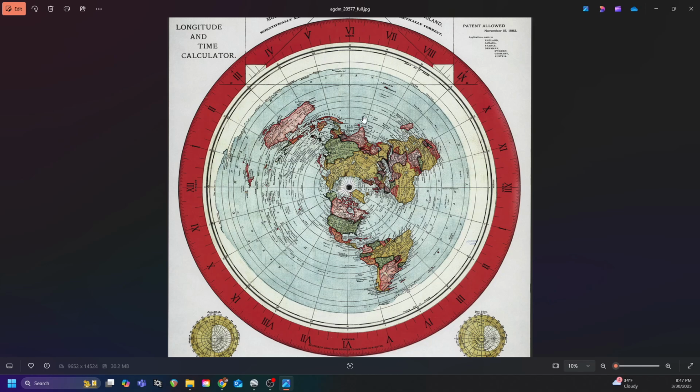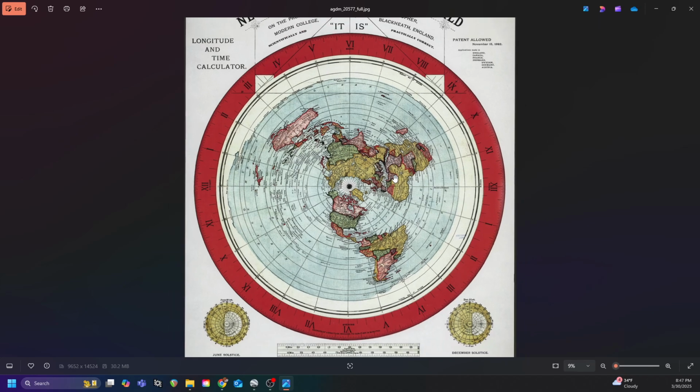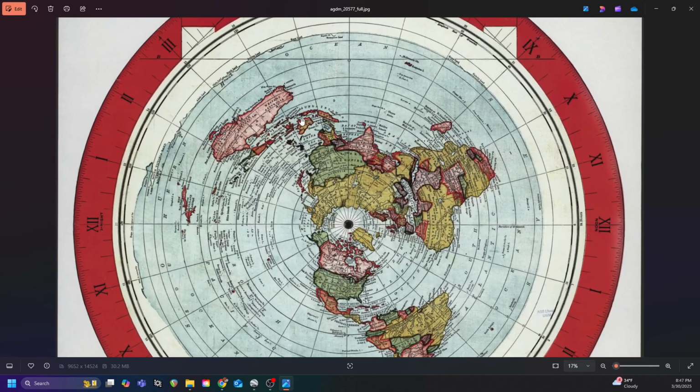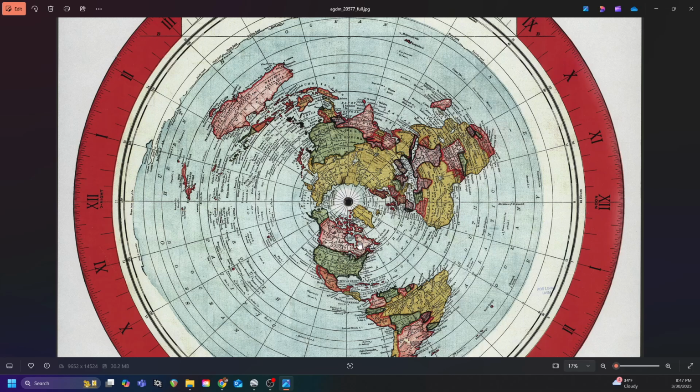We have north in the center, and south is around the entire planet. The Antarctica is the ice wall that encompasses the entire planet, and all of the continents are contained within that ice wall. So you can see all the continents here. We have Australia here. Here's North America.